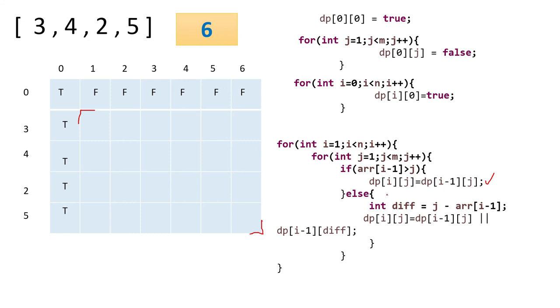Or else, what will you check? I will check the difference. So the capacity minus the new number will be the difference. So I have to check if my upper cell is already true, or else in that reference position it is true or not. If that is the case, then we have to include it, means mark it as true. So this program will fill up the rest of the part here.